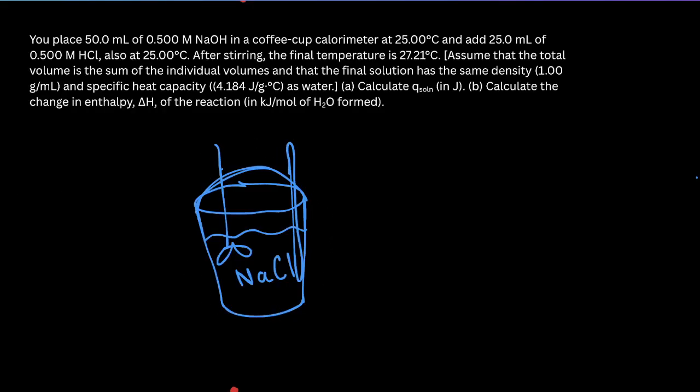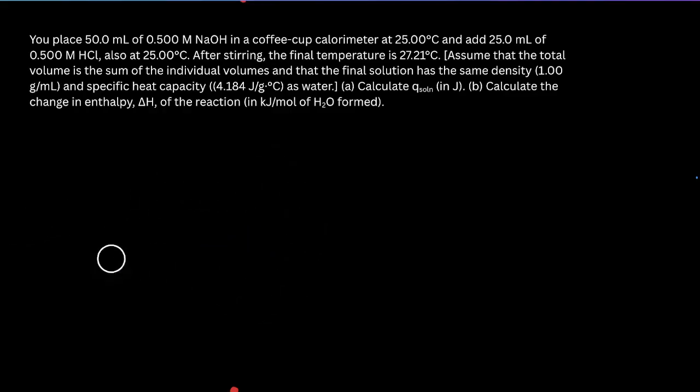So now let's look at a practice problem to see what kind of problems we can expect regarding coffee cup calorimetry. Looking at the problem, we see that you place 50 milliliters of 0.5 molar NaOH in a coffee cup calorimeter at 25 degrees Celsius and add 25 milliliters of 0.5 molar HCl, also at 25 degrees Celsius. After stirring, the final temperature is 27.21 degrees Celsius.